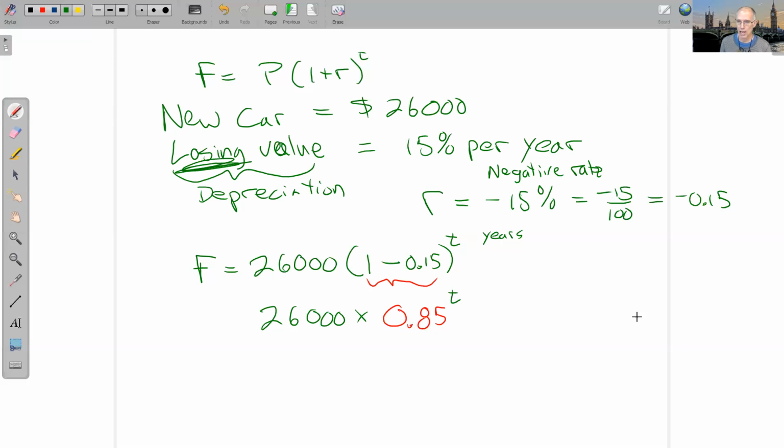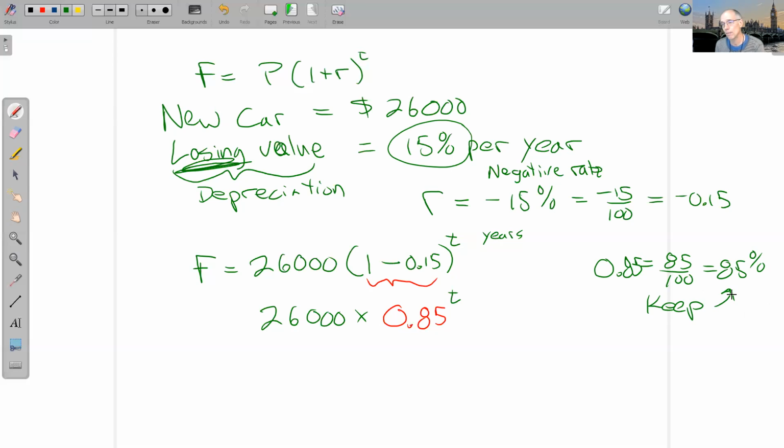Now, 0.85 is 85 out of 100, right? 85 hundredths, which is 85%. So does this make sense? If I lose 15%, don't I get to keep 85% of the value of the car, right? So it loses 15% per year, but we retain 85%. And that's what this formula tells us right here, that each year, we keep 85% of what it was worth the year before. So that if somebody says, okay, what's this worth 5 years later?